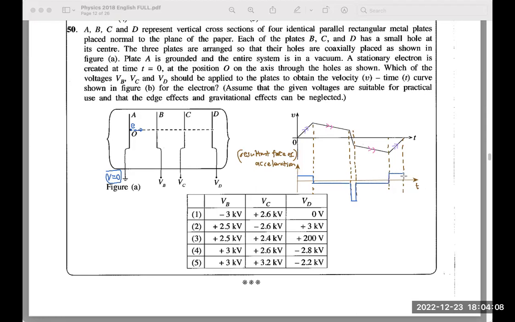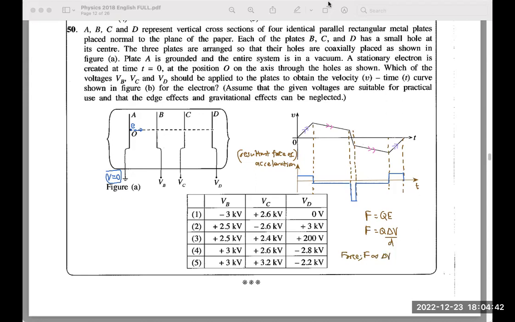Higher value, like relatively higher value. This is how the variation of acceleration should be. Acceleration, if that's the force, right? If that's the variation of force, people, we know force is equal to QE. Force is equal to Q delta V over D. So force F is proportional to delta V.